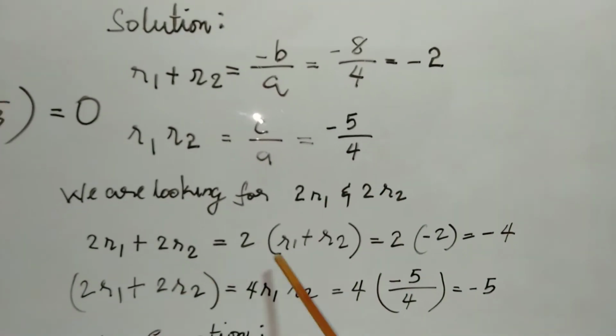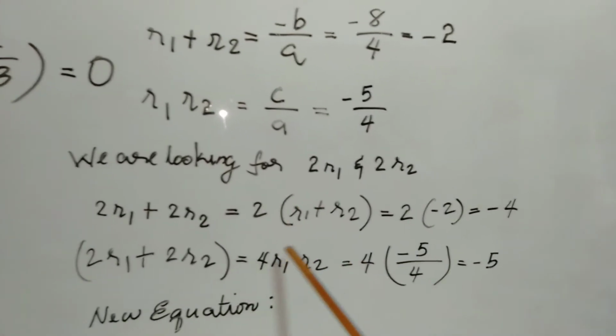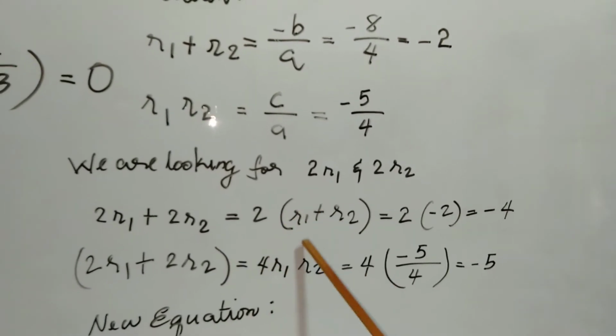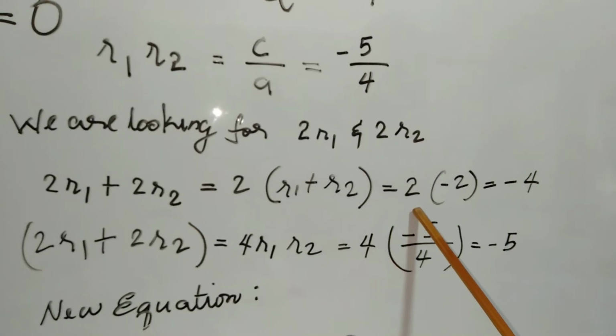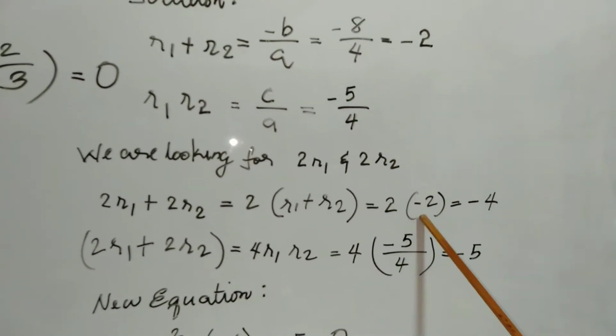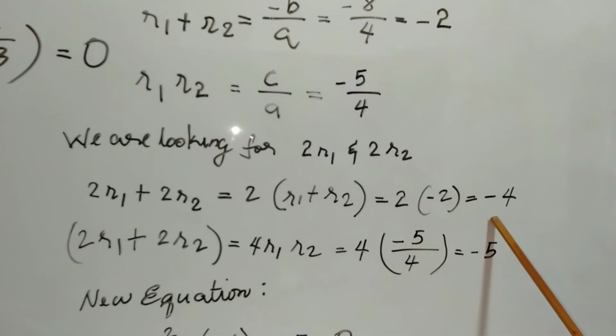So we multiply each of the roots by 2, and then we factor out 2. 2 times the quantity r1 plus r2. The r1 plus r2, we have computed in the original equation, which is negative 2. So twice of this one is negative 4.